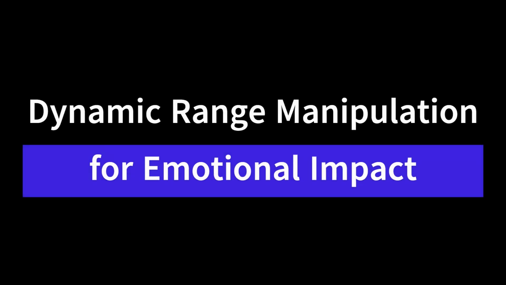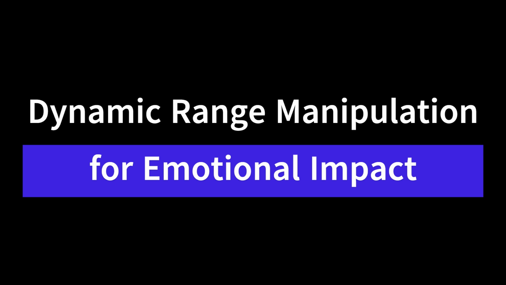Dynamic range manipulation involves using the difference between the loudest and softest parts of a piece of music to create emotional impact. A wide dynamic range, where there's a significant difference between the quietest and loudest sections, allows for greater expressiveness. Soft passages can create a sense of intimacy or fragility, while loud passages can convey power or intensity.